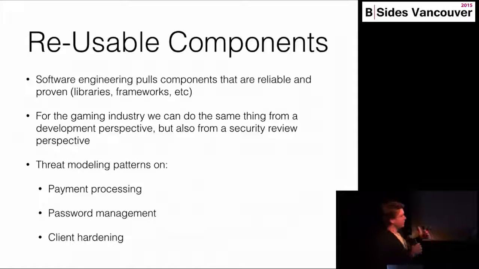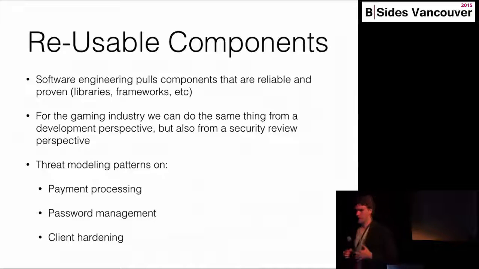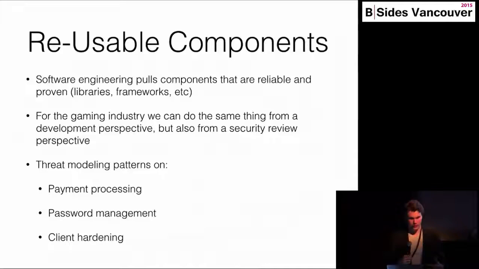But the point here is that software engineering is pulling from reliable and trusted components, and in the gaming industry we can do the same thing. Not only from a software engineering and development perspective when we're building our components, so using a reliable game engine, such as Unreal or Unity or Cry or any of those commercial AAA studio engines that are built on reliable and proven technologies. But as you're building your back end, use trusted, updated frameworks. Don't use things that are old, out of date, not reviewed, not supported, things like that.